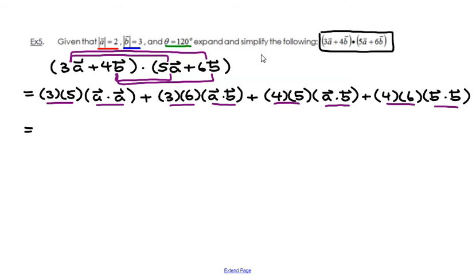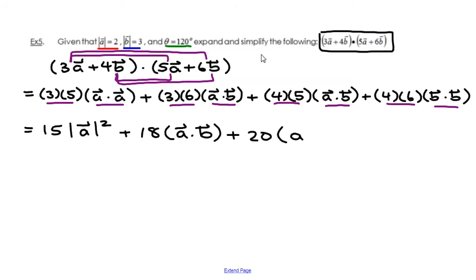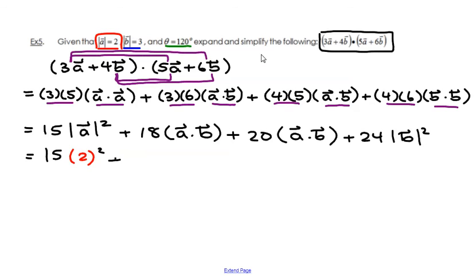Okay, let's finish this off together. So we're going to get 15. A dot A is a magnitude squared, plus we're going to get 18, and I'm not going to expand this one yet. I'm just going to keep it as a dot product. We got 20 and the dot product of A and B, and then you got 24. And B dot B, let's just convert that into the magnitude squared. Okay, so the next part is, I know what A magnitude is. Isn't that 2 from the original question, like right up here? Squared plus, and this is the same as this.